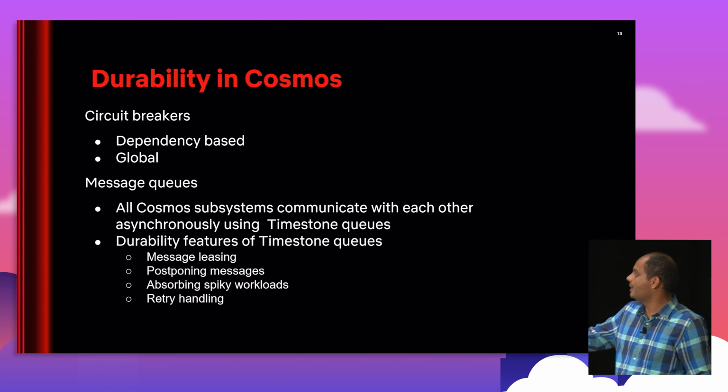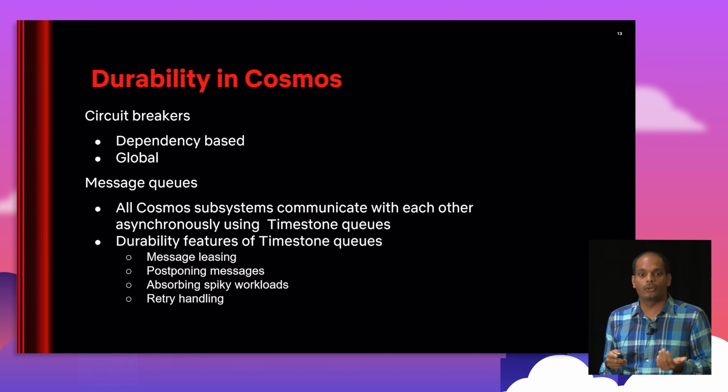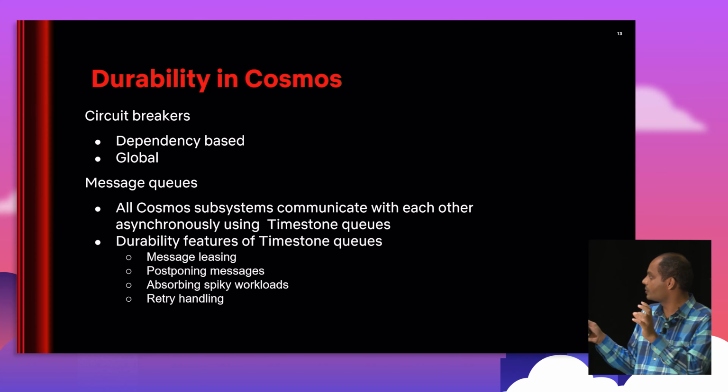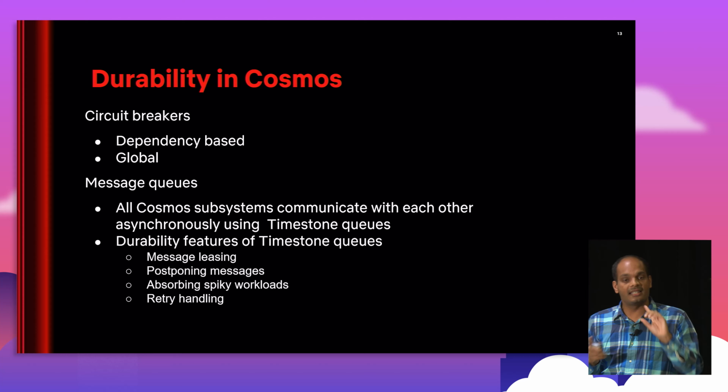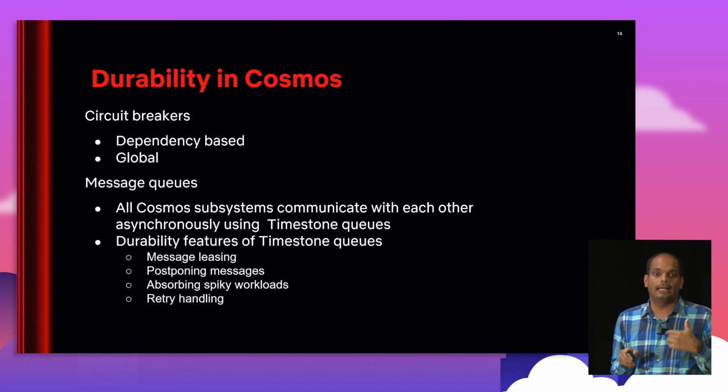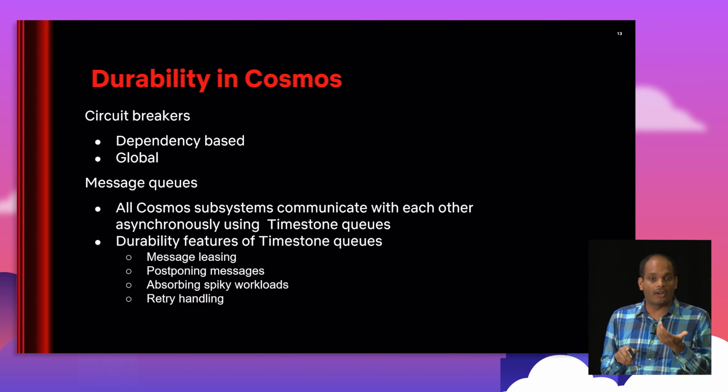Another one is about message queues, which I've been mentioning before. We built a homegrown messaging queue called Timestone, and this is where all the durability semantics are baked in. Timestone queues are the ones we use to asynchronously communicate between all subsystems in Cosmos. And it is a priority-based queuing system, where it's a deadline-based priority.